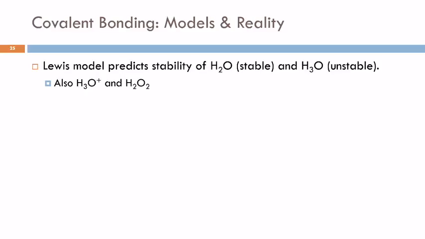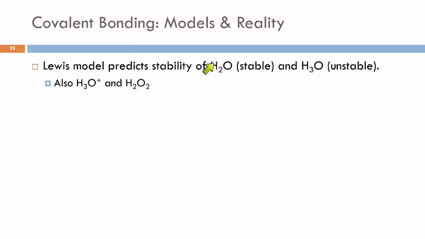Covalent bonding models in reality. Make sure I didn't skip one. I didn't. So one of the things that models can do, like the Lewis model, is it can predict, is this a stable molecule? A stable molecule will have an octet for all of its atoms, or a duet for hydrogen.